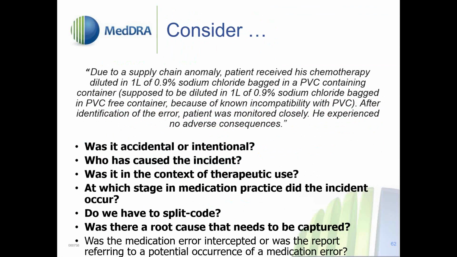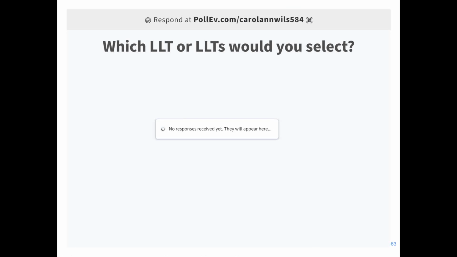We can answer the first 6 questions here because we have a root cause for this error. So we also have to consider split coding in this instance. So which LLT or LLTs would you select for this case? It's a long narrative, that's why you can't see it. But again, Jane has put this verbatim in the chat so that you can look at it. Which LLT or LLTs would you select? I already mentioned you would need to split code here. What would you do?